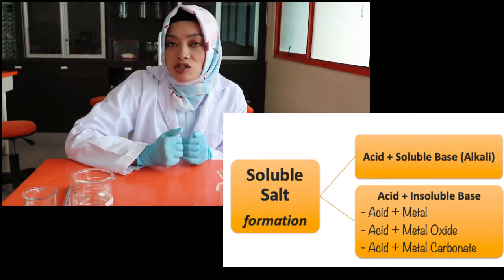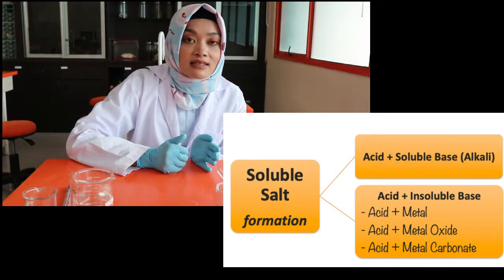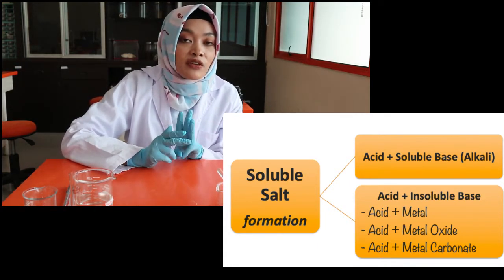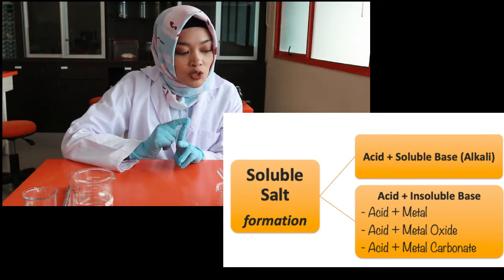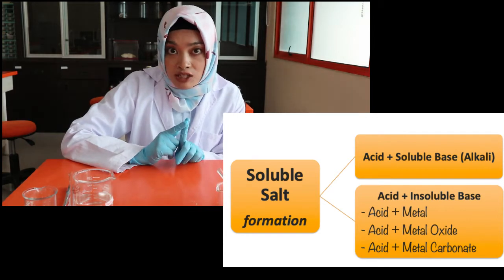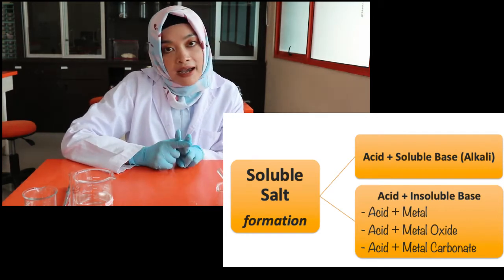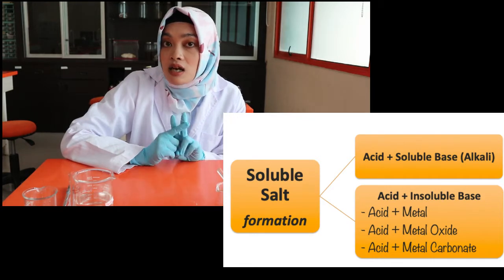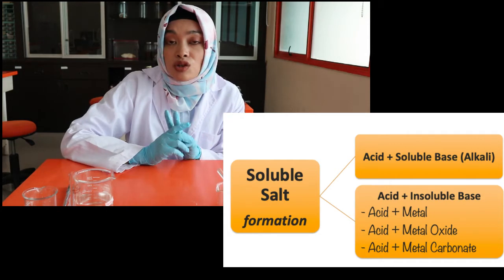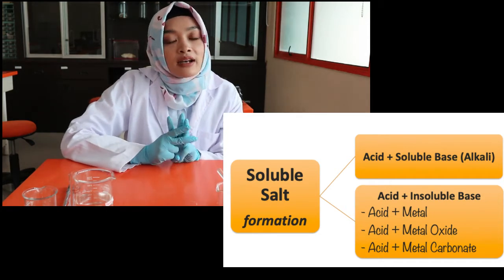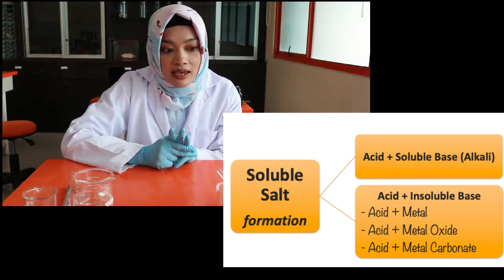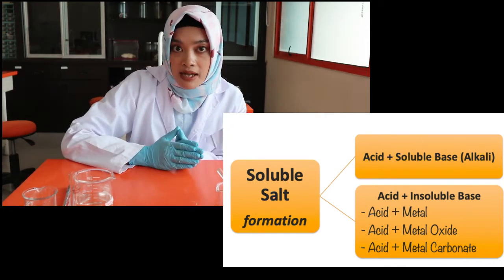The other way to make soluble salt is by reacting the aqueous acid with the insoluble base. Okay? Now there are three types of insoluble base that we can use. The first one is just a plain metal. In this case, we're going to use magnesium. The second one is by reacting it with an oxide. So it's a metal oxide, which is a base also. In this case, we are going to use copper oxide. And the third one is by reacting the aqueous acid with a metal carbonate. In this case, we are going to use calcium carbonate.